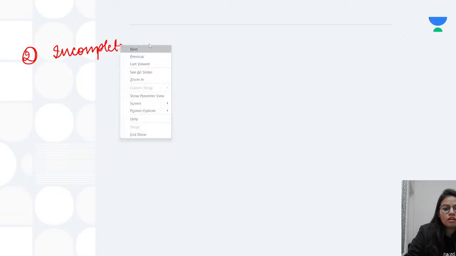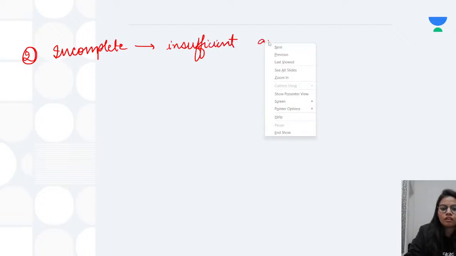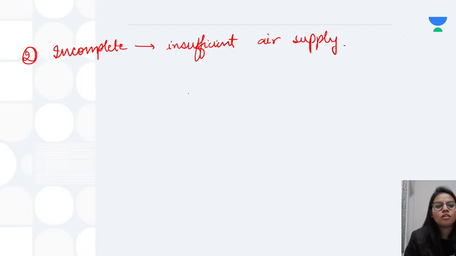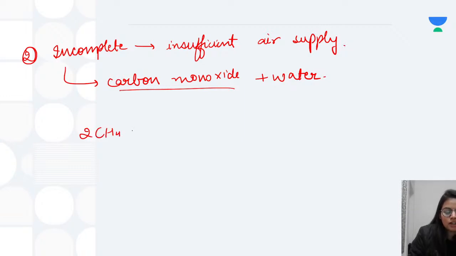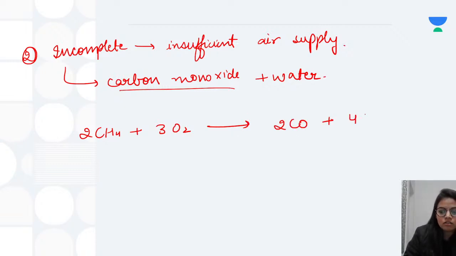Now, talking about incomplete combustion. This particular reaction happens in an insufficient supply of air. If they do not have a good supply of air, what will they produce? They will produce carbon monoxide plus water. So in place of carbon dioxide, now we have carbon monoxide. For example, if I take methane and there is insufficient supply of oxygen or air, we get carbon monoxide plus water.